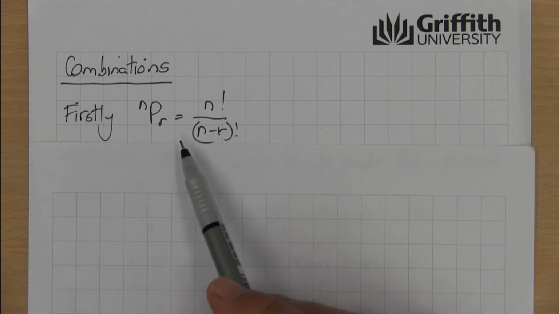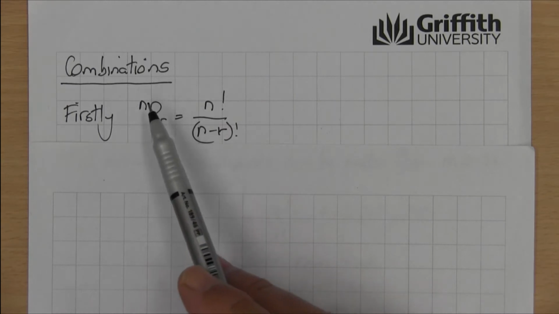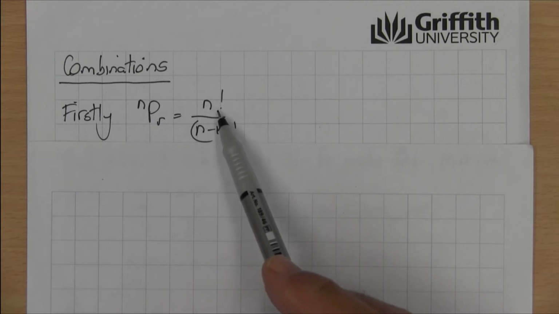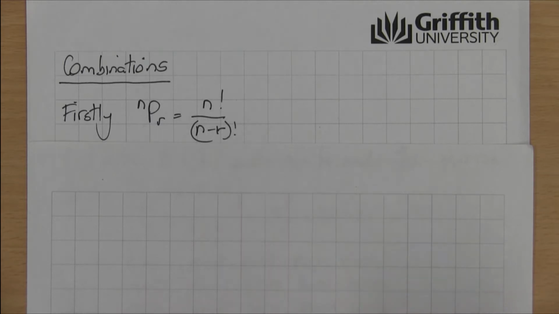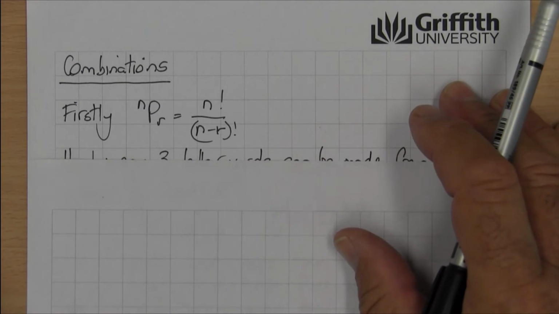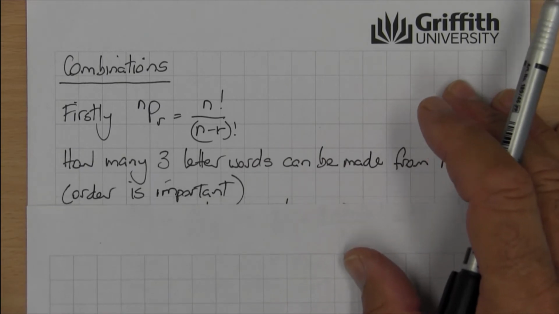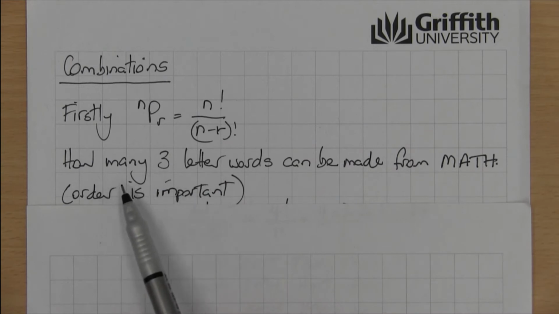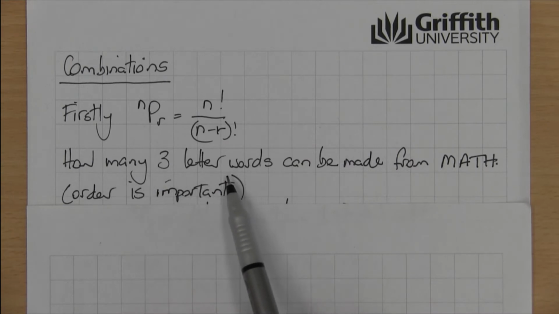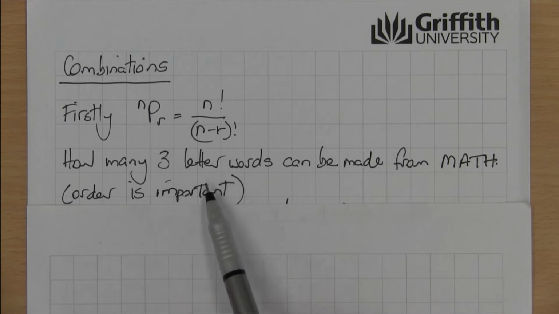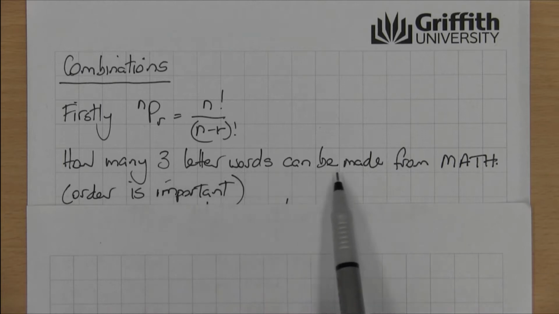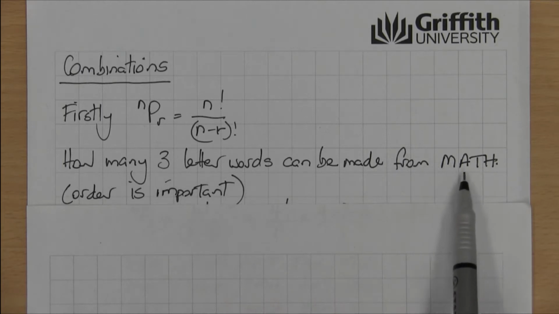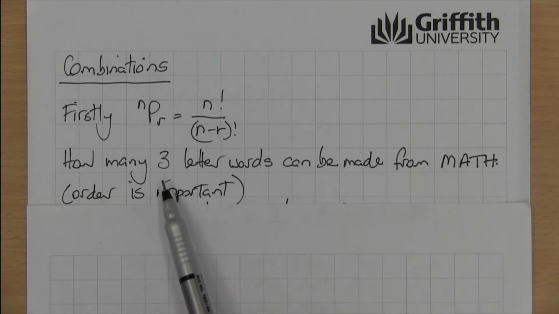The rule for calculating the number of ways you can choose R objects from N objects is N factorial over N minus R factorial. And if we look at an example of how many three-letter words, and don't forget a word doesn't mean it occurs in the dictionary, it's just a combination of three letters in this case. How many three-letter words can be made from the letters M, A, T and H? So we've got four letters, so how many three-letter words can we make from those four letters?